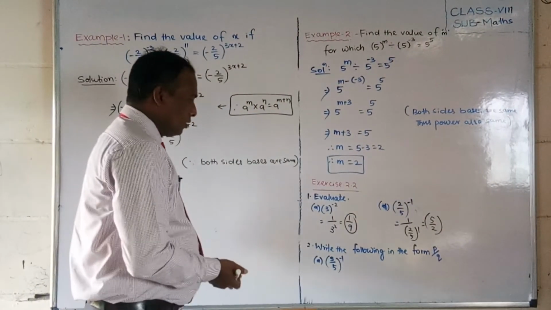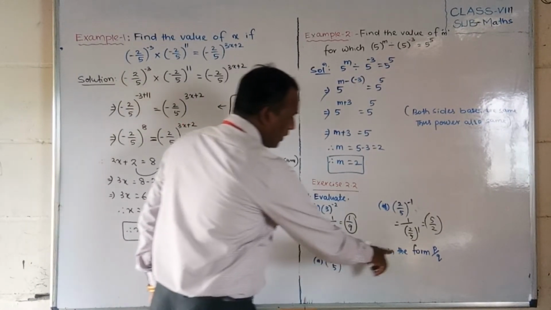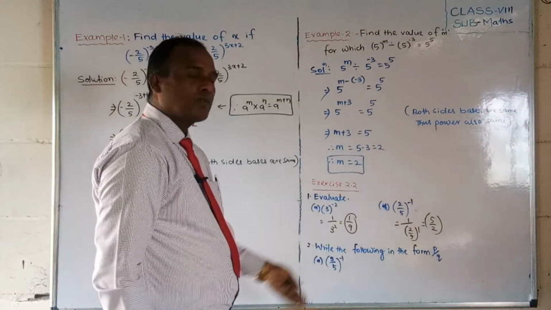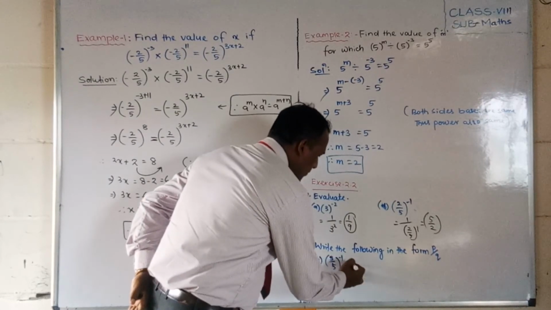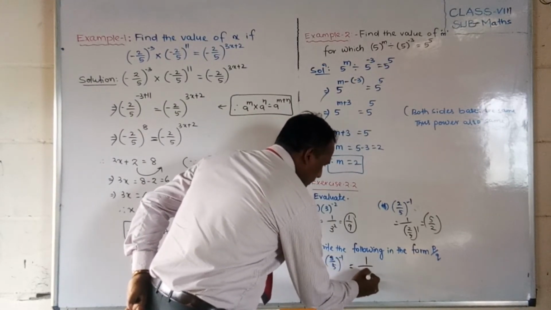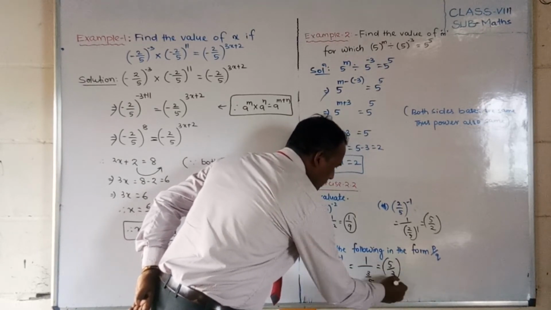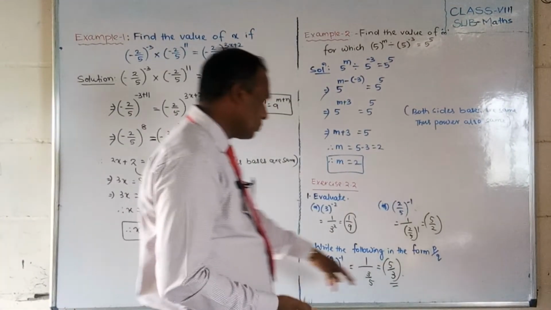Okay. So now look here, students. Write the following in the form of p by q. This particular question I have written, that we have to write in the p by q form. So what you have to do, if it is a negative power, then we can write it as 1 by (3 by 5), which is equal to 5 by 3. This is our p by q form, where p is equal to 5 and q is equal to 3.